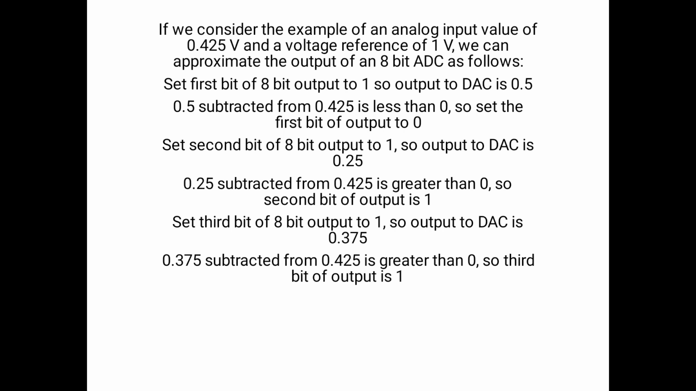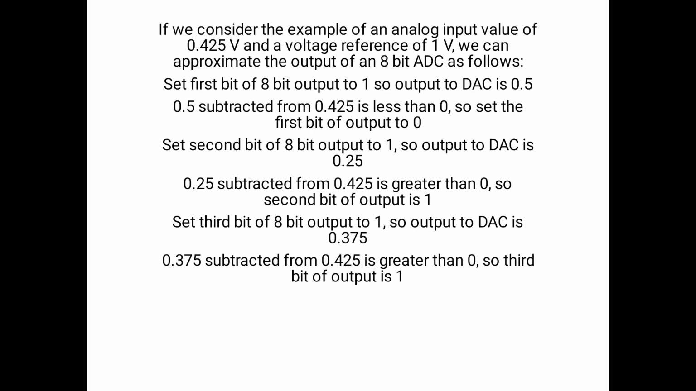If we consider the example of an analog input value of 0.425 volts and a voltage reference of 1 volt, we can approximate the output of an 8-bit ADC as follows. Set first bit of 8-bit output to 1. So output to DAC is 0.5. 0.5 subtracted from 0.425 is less than 0. So set the first bit of output to 0.